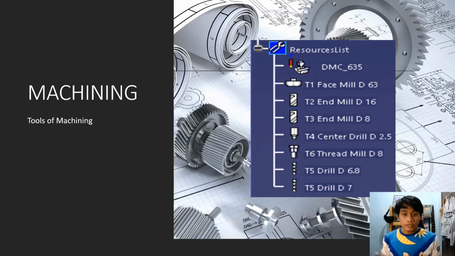These are the tools that we use to cut the material. There are 5 types of tools: face mill, end mill, center drill, thread mill, and lastly drill. This is the sequence that we follow step by step for the cutting process.